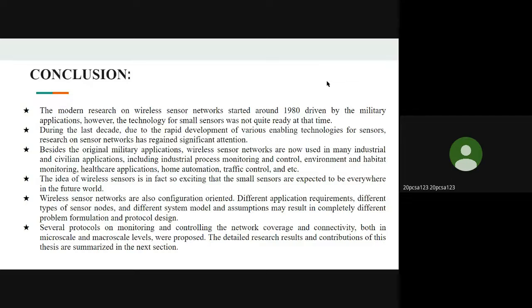Several protocols for monitoring and controlling the network coverage and connectivity, both at the microscale and macroscale levels, were proposed. The detailed research results and contributions of this thesis are summarized in our next sections.